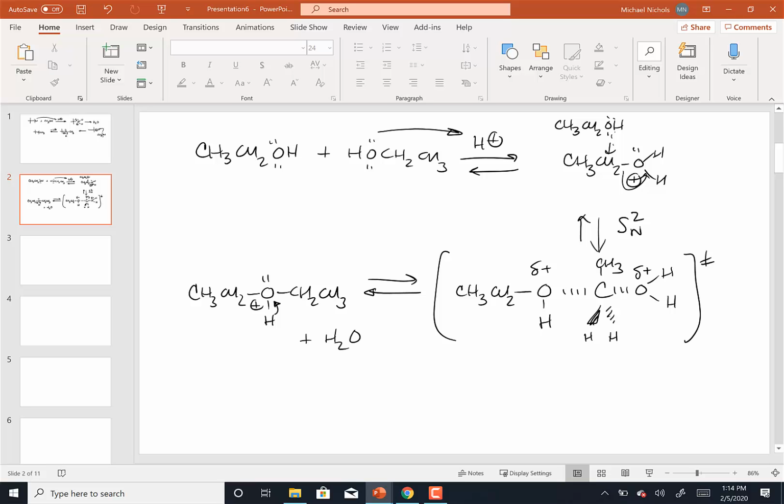Break the OH bond, give the pair of electrons back, equilibrium, lose the H plus, and form diethyl ether.